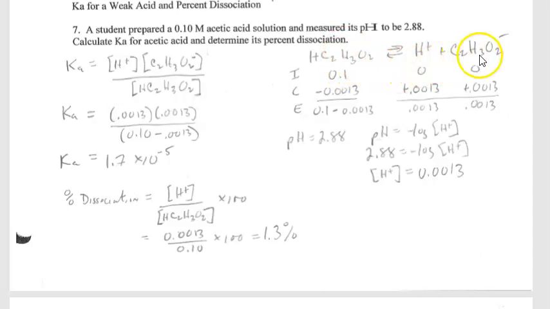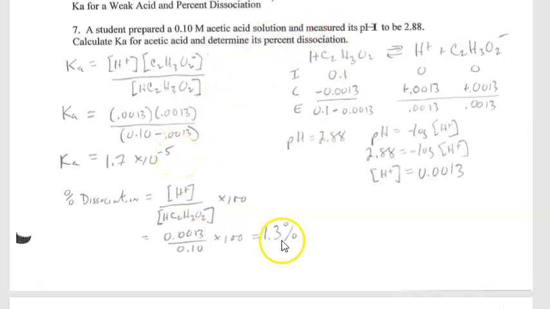I got 0.1 molar acetic acid. I don't have hydrogen ion or the acetate ion to start, but I figure out how much H plus I'm making from the pH. That also gives me the acetate ion that is in solution and how much the acetic acid dropped in concentration. So I have my equilibrium concentrations here, which I'm going to substitute into the equilibrium expression. When I solve for K, I get 1.7 times 10 to the minus 5.